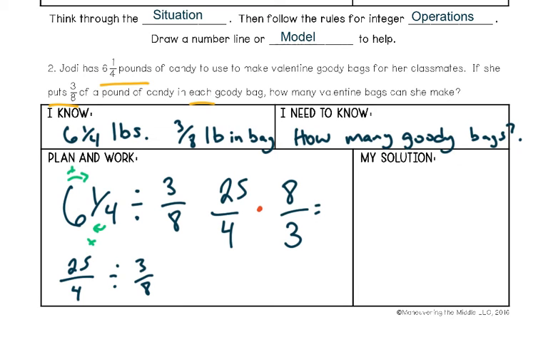When they're being multiplied, we just multiply straight across. So 25 times 8, we can think about like quarters, so we don't need a calculator. If I have 4 quarters, I have $1. If I have 8 quarters, I have $2. So I can have 200 over 4 times 3, which is 12.